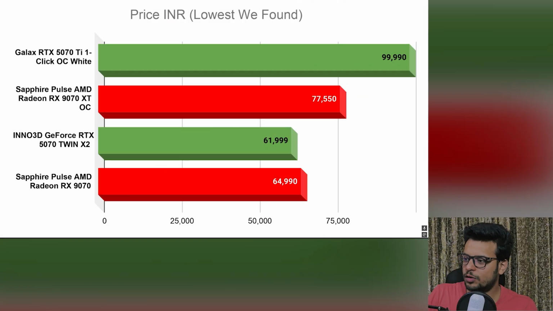So the 5070 Ti one-click OC from Galax, 1 lakh rupees. Sapphire Pulse AMD 9070 XT OC for 77,550. Inno 3D 5070 Twin X2 for 62,000, and Sapphire Pulse AMD Radeon RX 9070 at 65,000. Now, the 9070 is priced all right based on the MSRP. The 9070 XT is slightly higher. I wish there was a non-OC card that was around 73 or 74K. That would have been really, really nice.